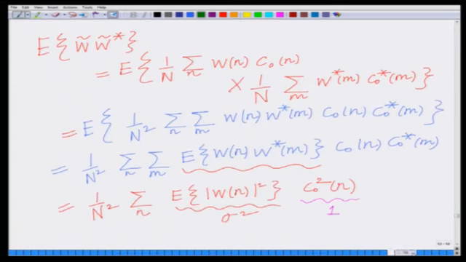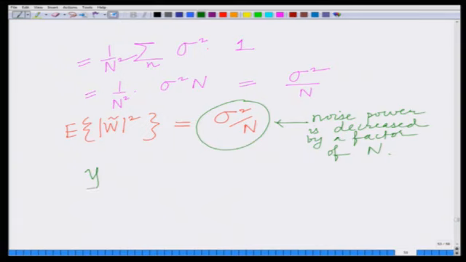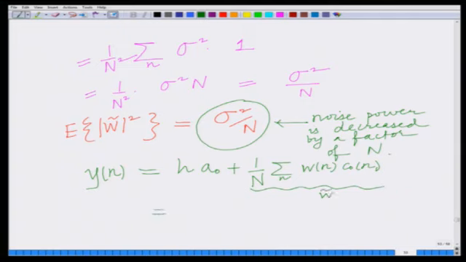Okay. So, now we have our net system model. Remember, our system model is y of n is equal to h times a_0 plus 1 over N summation over n w[n] c_0[n], and this quantity we called w tilde. So, this is equal to h times a_0 plus w tilde, where the variance of this w tilde equals sigma square divided by N.